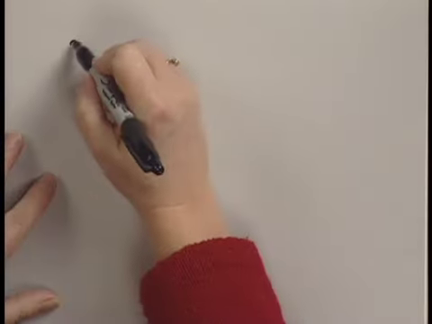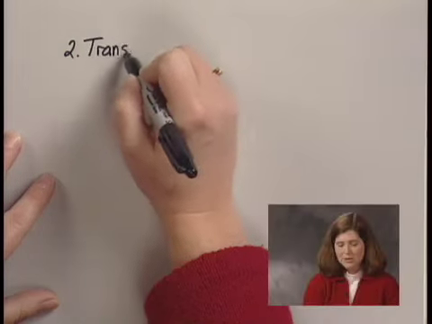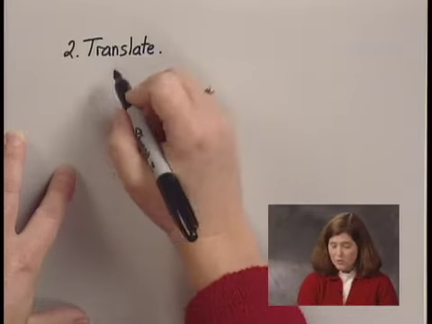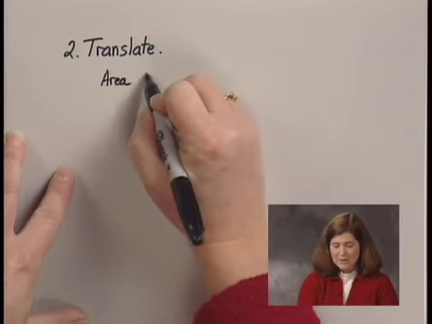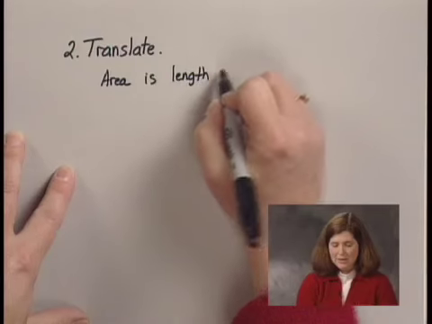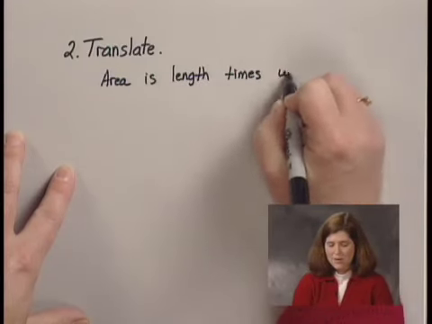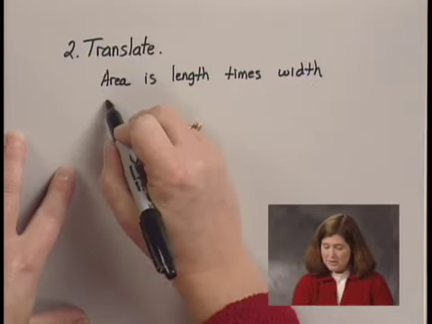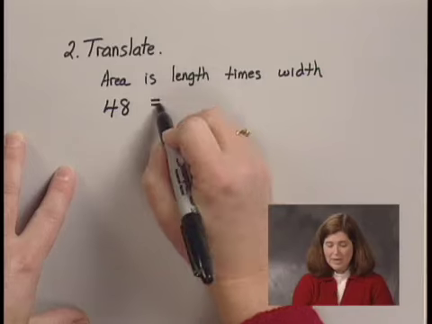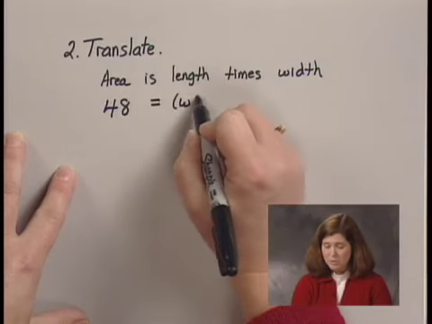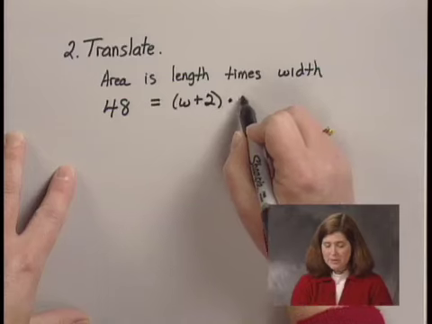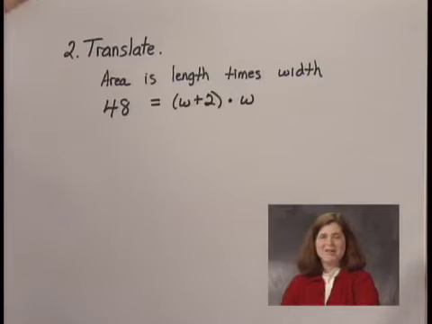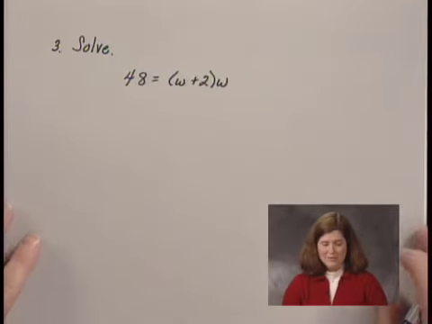I want to translate the problem to a mathematical language. I know that the area is length times the width. So my area is length times width. And I'm given that the area is 48. So I say the area 48 is the length, which was W plus 2, times the width, which is W. I have an equation, and I move to my next step, which is to solve the equation.